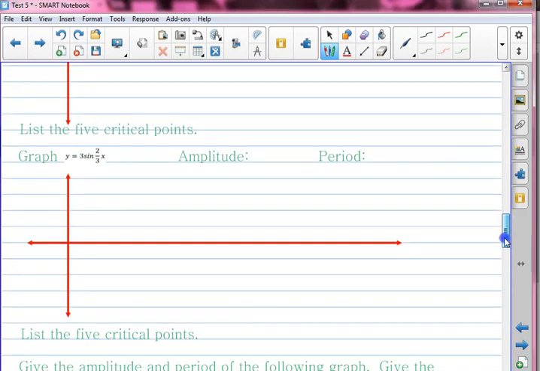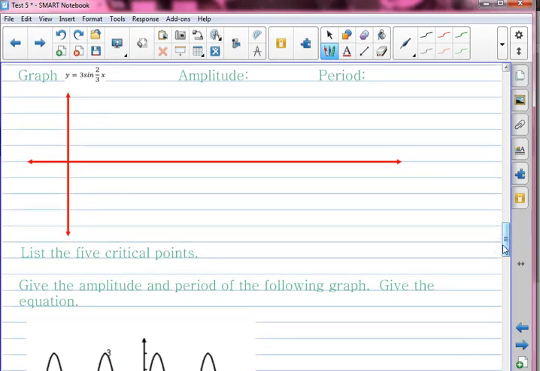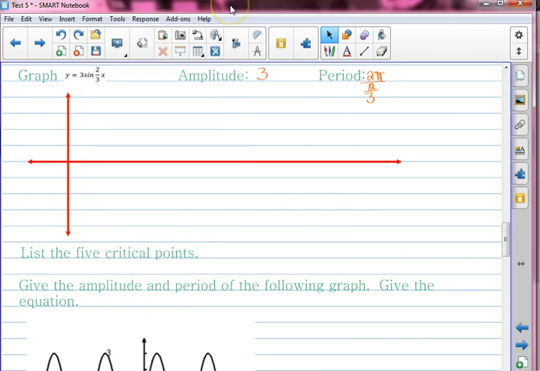All right, I want to do this one. Graph y equals 3 sine of 2x. The amplitude is the number written in front of sine, so that's 3. The period is 2 pi divided by the number written in front of x, which is 2 over 3. When you do that in your calculator, 2 divided by 2 over 3, you get 3. So this is equal to 3 pi.